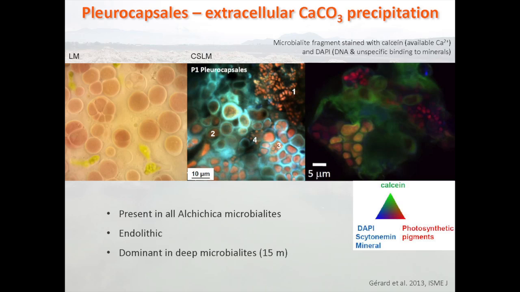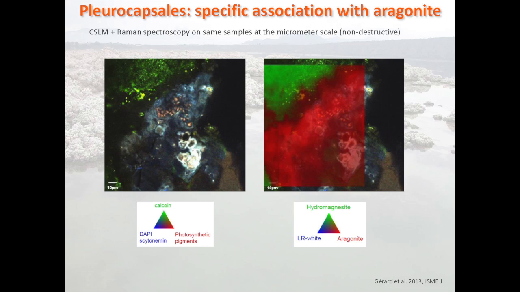When you see them under confocal microscopy and you stain them with calcium that shows where available calcium is, then you see that calcium in green is very often associated to the external mucilage of these Pleurocapsales. So you can show that there is a specific association of aragonite with this type of cyanobacteria. So here you have a confocal picture where you see a colony of these Pleurocapsa-like organisms. And then when you superimpose a Raman analysis on that, you see in red the area corresponding to aragonite, which is not the dominant form of carbonate in the rock, as compared to hydromagnesite.